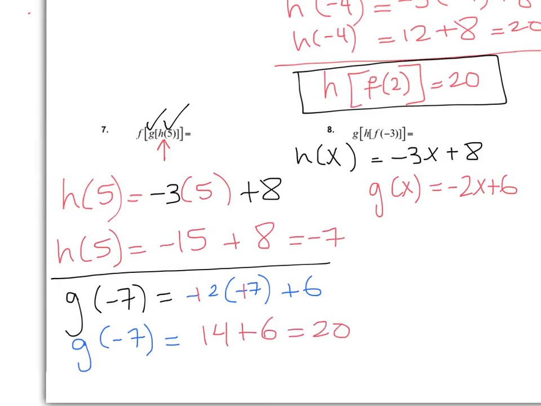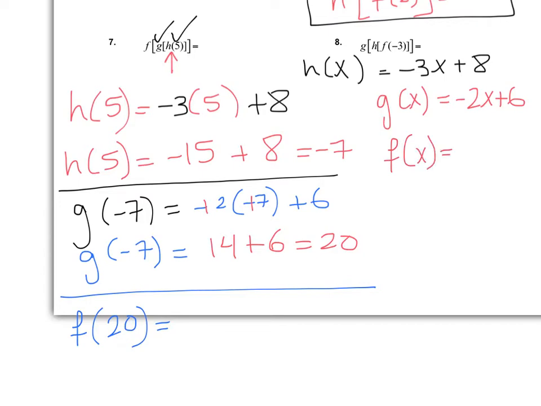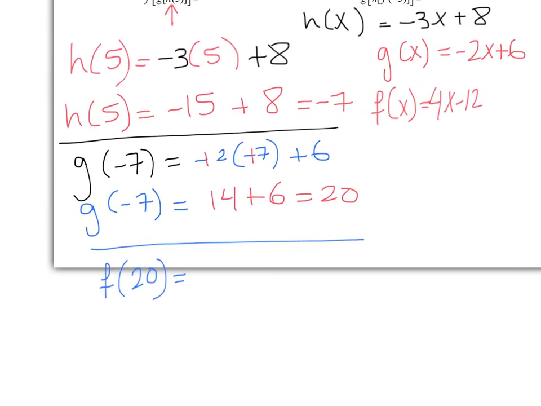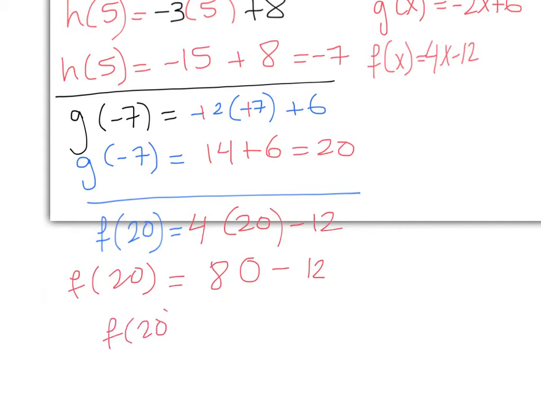Now this answer is going to be the input for f. So f of 20 is equal to what? So go back to your function f. f of x is equal to 4x minus 12. So 4 times the new x, the new input. So f of 20 is equal to 80 minus 12, which is equal to 68. That's going to be your final answer.